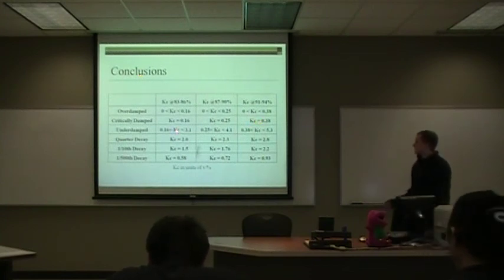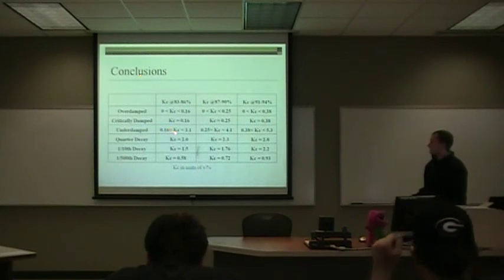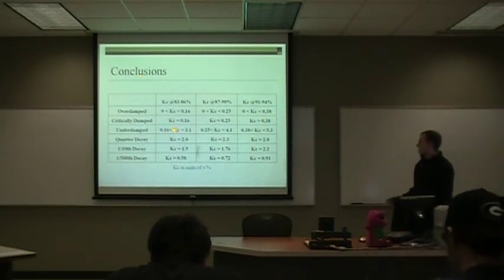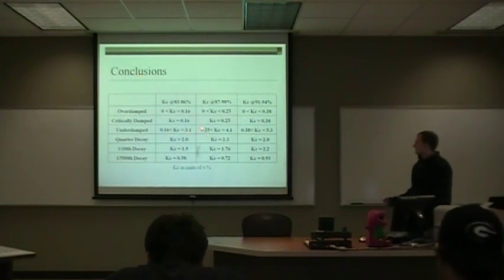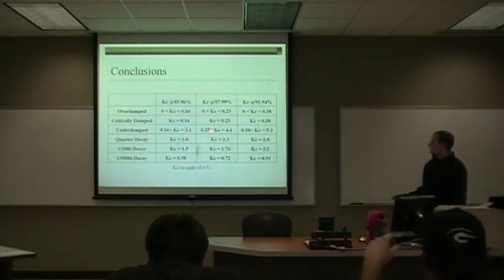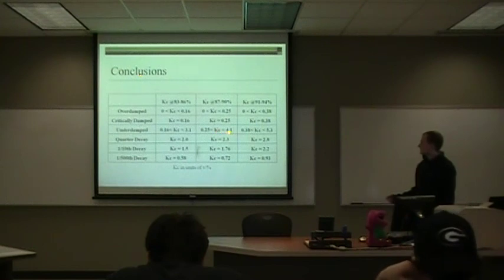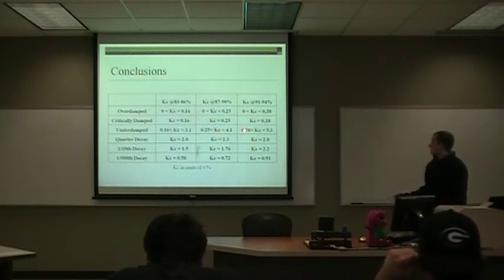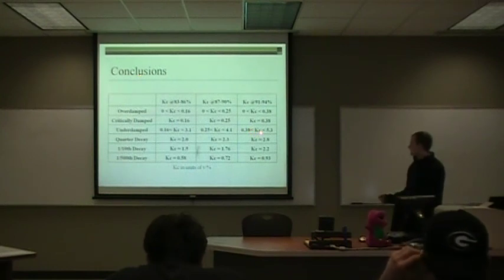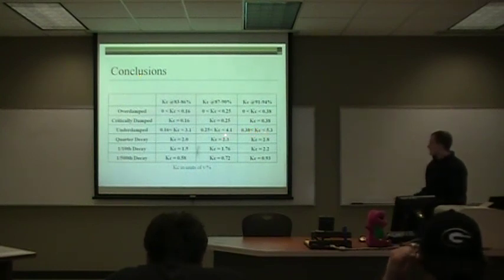The system was underdamped at 83 to 86 for 0.16 less than KC and 3.1 greater than KC. For 87 to 90, it was 0.25 less than KC, 4.1 greater than KC. For 91 to 94, it was 0.38 less than KC, 5.3 greater than KC.